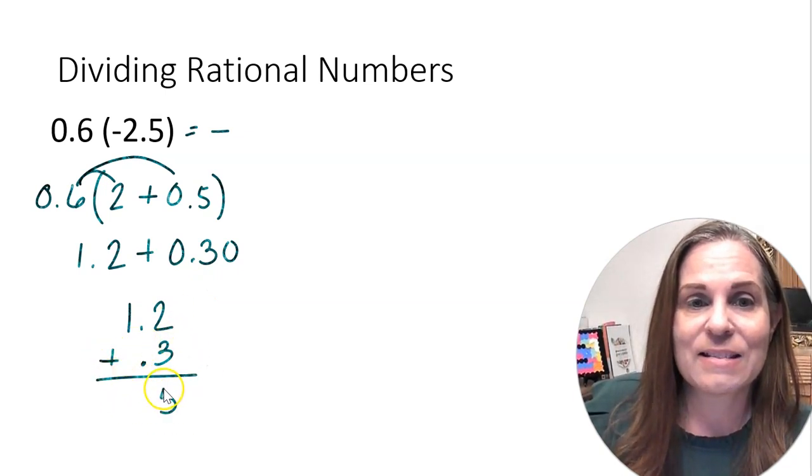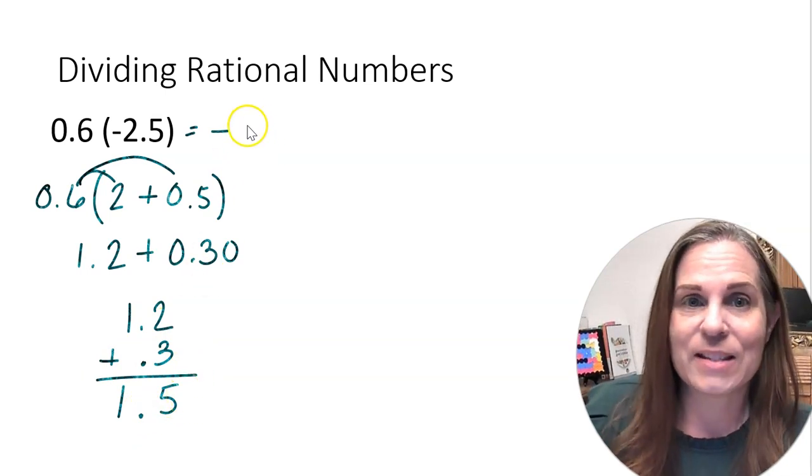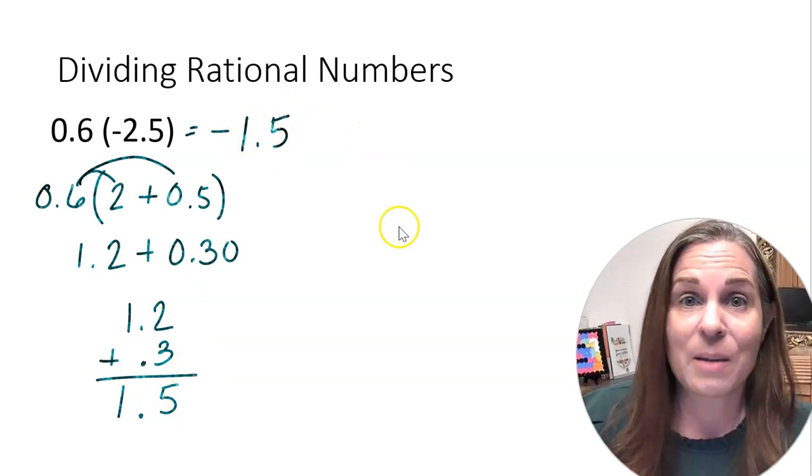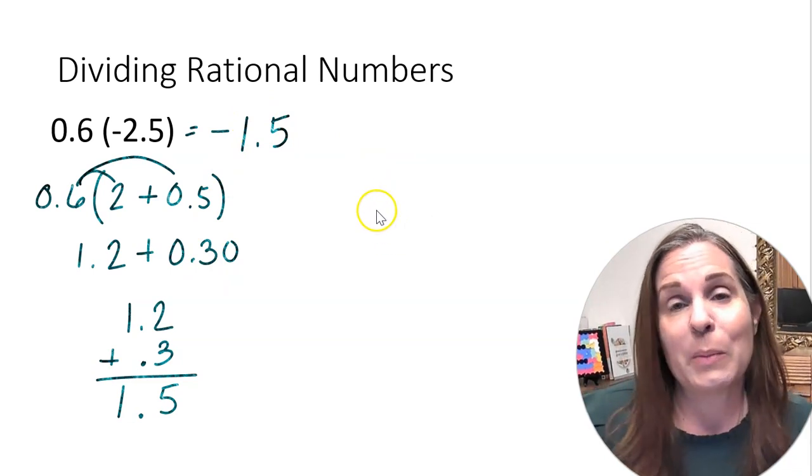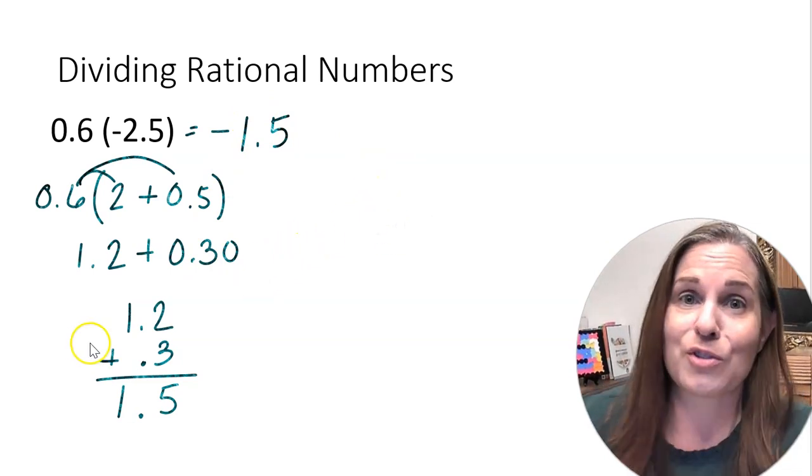And I get 1.5, but of course it's negative, right? So I got the same answer. This is how you do it by breaking the number up and using the distributive property.